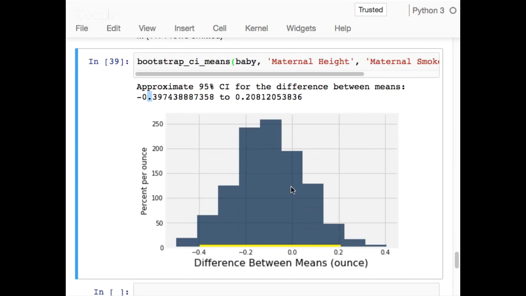Cool. Any questions? Yeah, Kevin? So we're basically looking for if the null hypothesis is in the confidence interval or not.